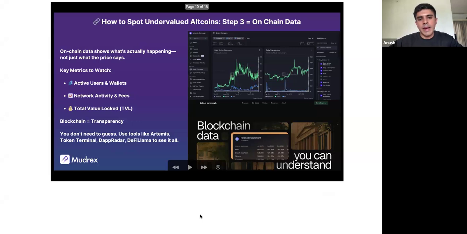What are on-chain metrics? In simple terms, on-chain metrics are just data points that come directly from the blockchain. Since blockchains are transparent by design, you can literally see what's happening on the network in real time. How many wallets are being created, how much money is being moved around, how many people are interacting with that network, or also how much is being locked, borrowed, or lent on that network. It's all visible.